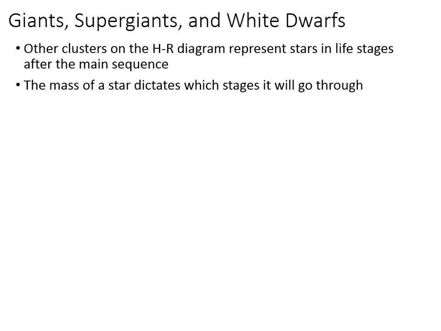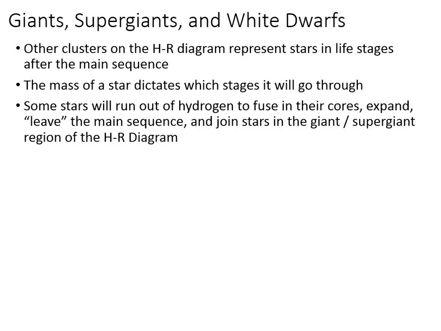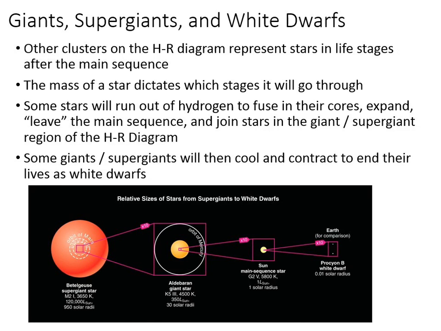So in the HR diagram, if you look above the main sequence, there are those things, the circles I've been drawing. Actually, those would be your giants and supergiants, and white dwarfs are kind of down there.